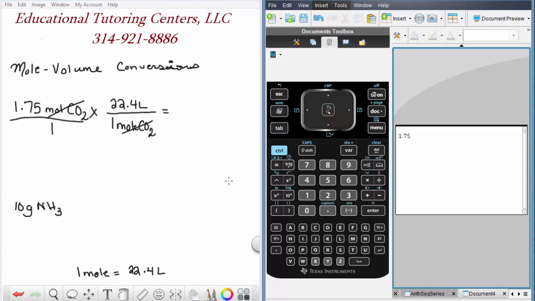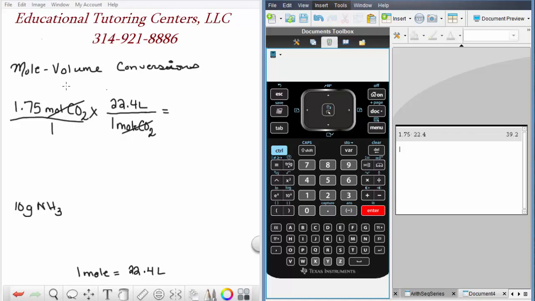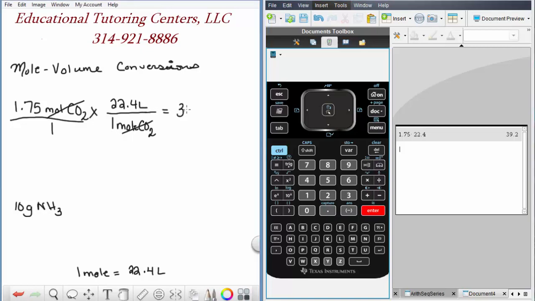It's 1.75 times our 22.4, and we get 39.2. Now, as far as our significant figures, we have 3 here, 3 here. So we're going to use 3 significant figures, and the only unit that remains is liters. So our answer is 39.2 liters. Okay? It asks us to solve for volume. Volume is measured in liters, so we have liters.